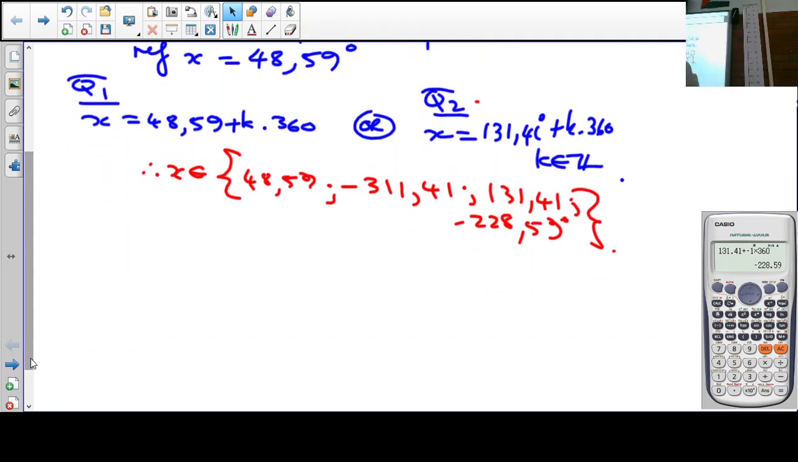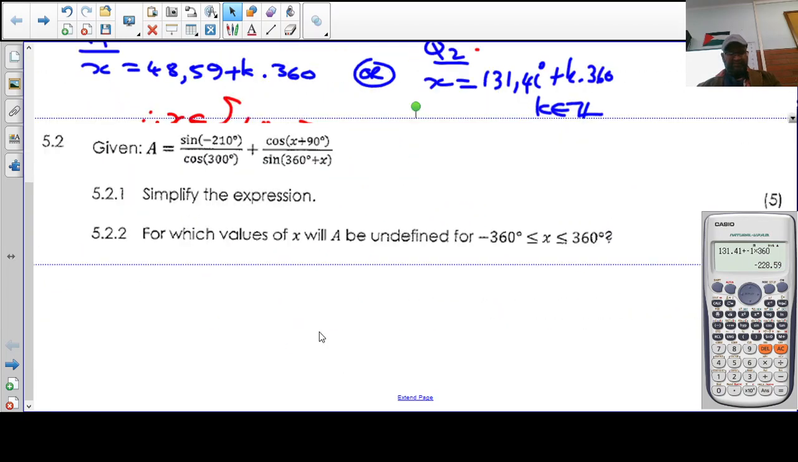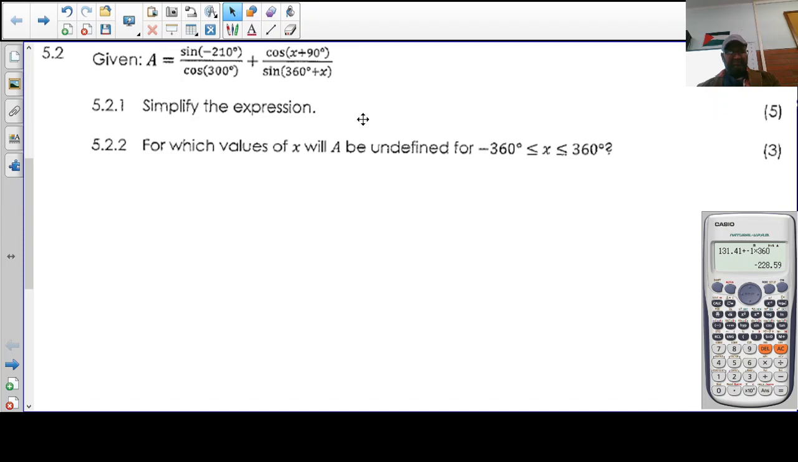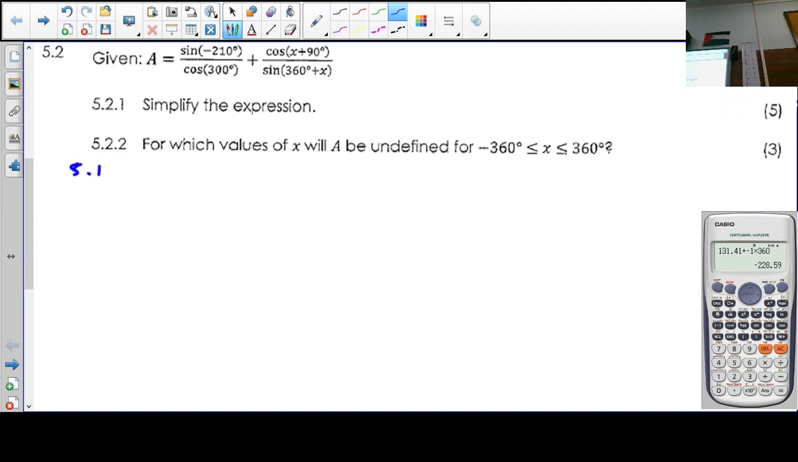Then in the next question, in question 5.2 we are given, I have to cut that separately, but anyway, the question says 5.1.2, 2.1 sorry, simplify the expression.